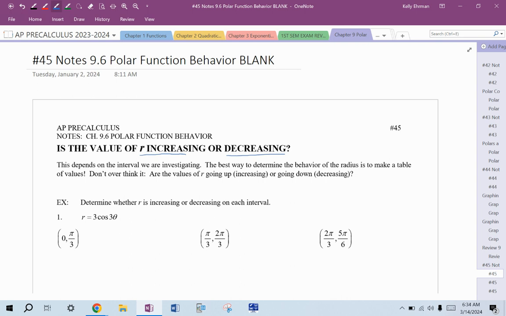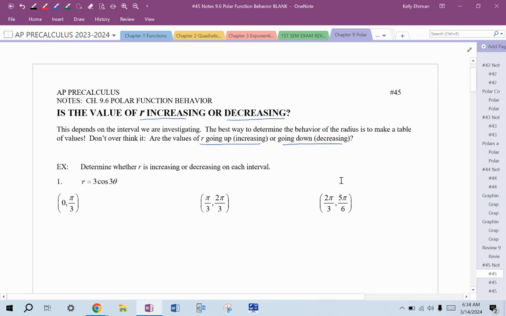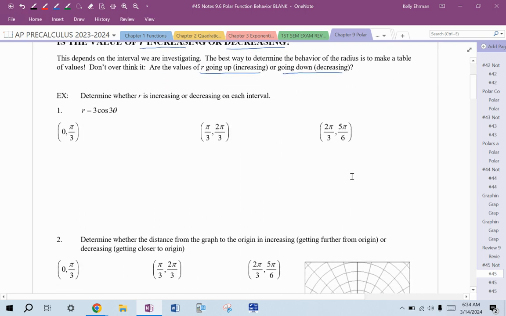We're not really talking about concavity. We're just saying, are those r values going up, or are the r values going down? They may give you a small interval, so you may only have a few values to plug in, but that should be enough. So determine whether r is increasing or decreasing on each interval. Here's r. We're going to look at 3 different intervals. Let's start by making a table and seeing what we get for values of r.